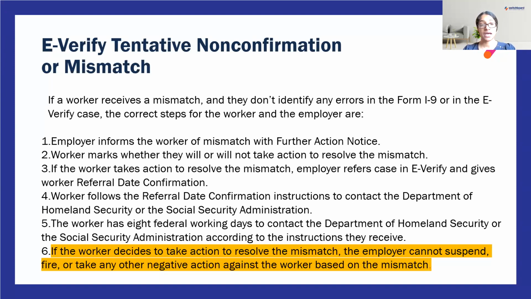So as soon as a worker decides that they want to take action, as long as they do so within those 8 government working days, the employer cannot use the tentative non-confirmation as a reason to fire or suspend the worker. Workers must be allowed to continue working while they have a tentative non-confirmation, even if the process takes some time. As long as they indicated that they want to take steps to address it, and they've started to address it, they've reached out to either the Department of Homeland Security or Social Security Administration, that is sufficient.